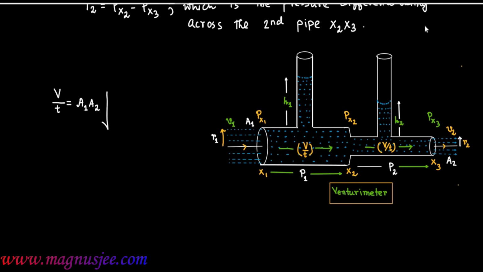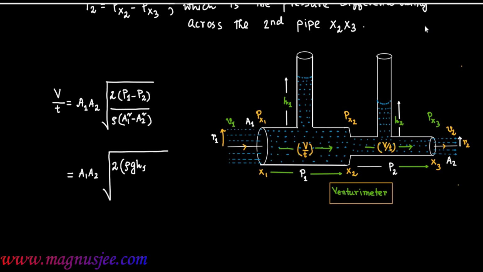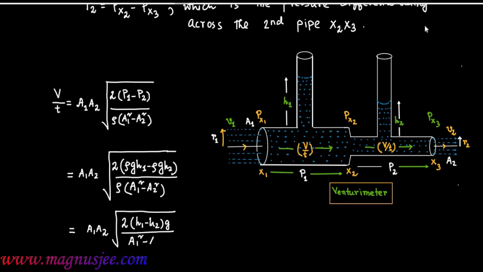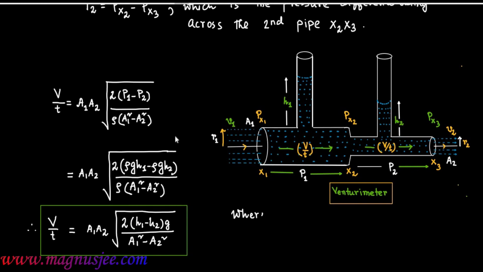V/T, again we can write down the expression of rate of flow of liquid. V/T = A1 A2 √(2(P1 − P2) / (ρ(A1² − A2²))). That is the rate of flow of liquid through the Venturi meter. Equal to A1 A2 √((2ρgH1 − 2ρgH2) / (ρ(A1² − A2²))), which is A1 A2 √(2(H1 − H2)g / (A1² − A2²)), where the pressure acting across the first pipe, P1, is ρgH1, and the pressure acting across the second pipe x2 x3, P2, is equal to ρgH2.